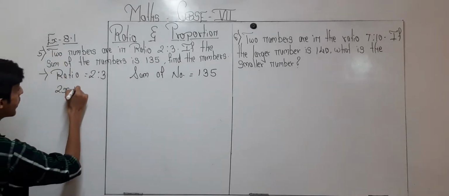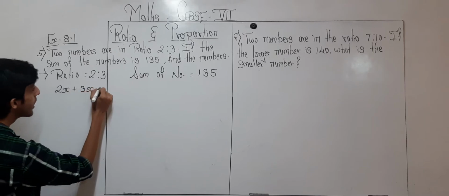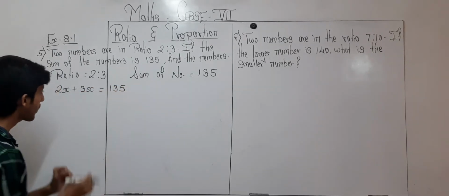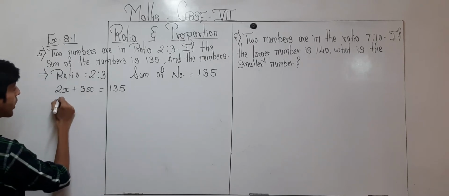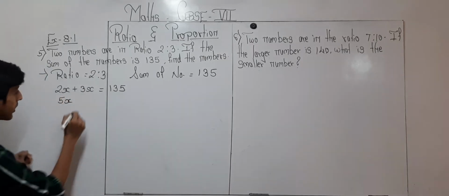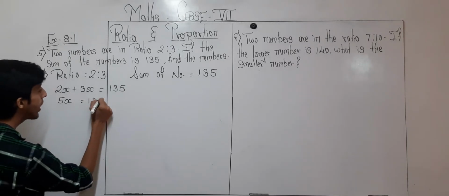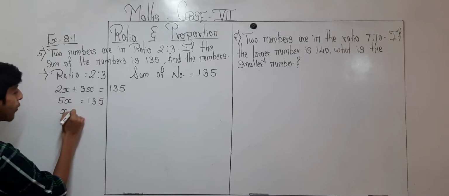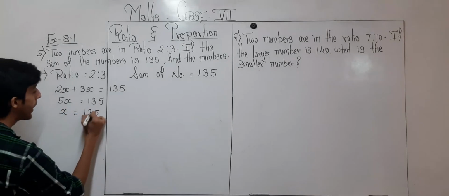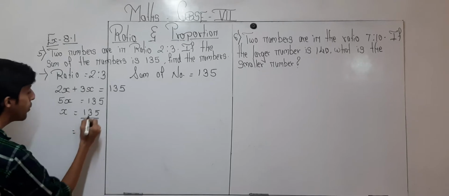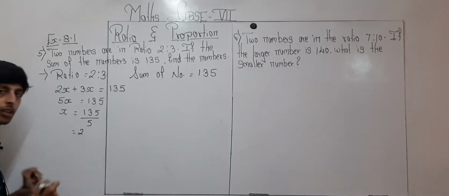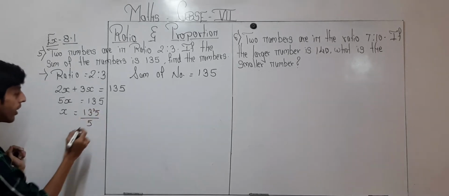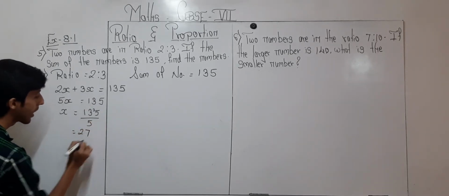Same way, 2x plus 3x is equal to 135. Now what will I do? Total it. It will give me 5x, which will be equal to 135. Now 5 is multiplied, so taking it over here, it will get divided. So 135 divided by 5: 5 2s are 10. From 13, if I subtract 10, 3 remains, and 5 7s are 35.